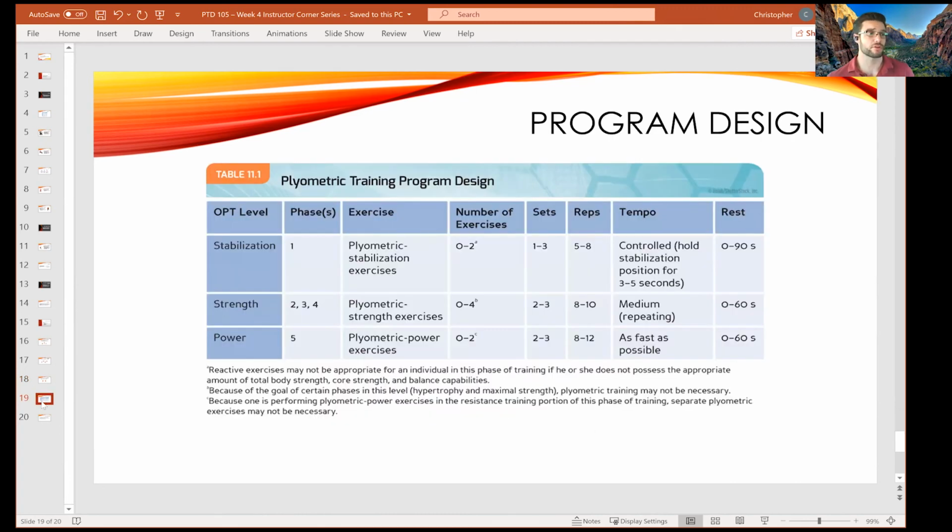So once again, when we look at the overall program design, you can get this out of your NASM book. When you're programming plyometrics for whatever specific phase your client or athlete might be in, this can walk you through the typical number of sets and repetitions you could design for plyometric exercise during those particular phases.